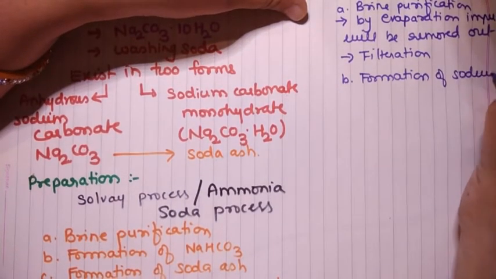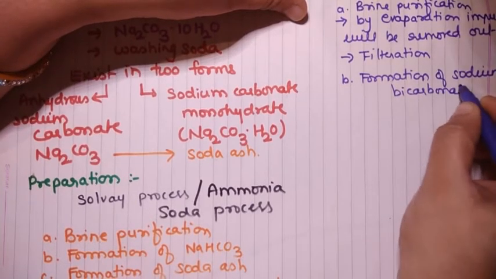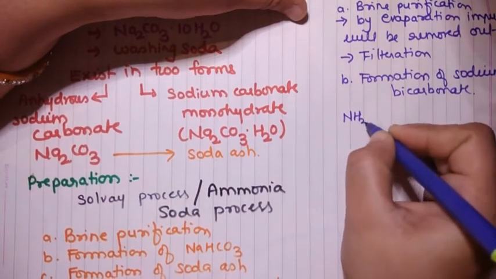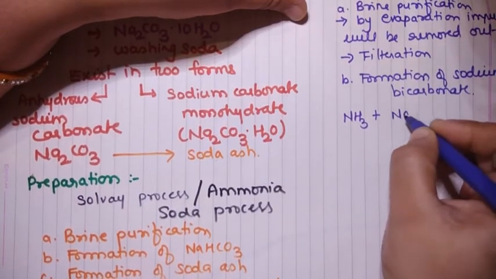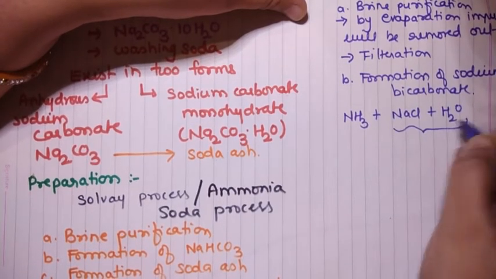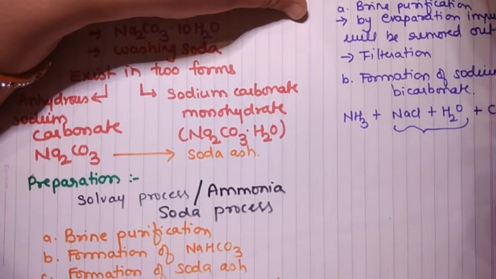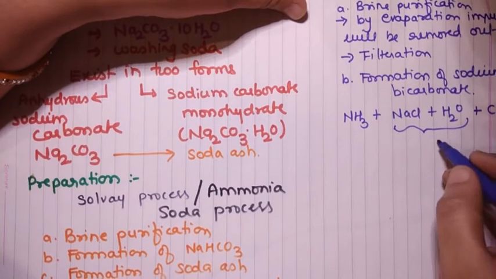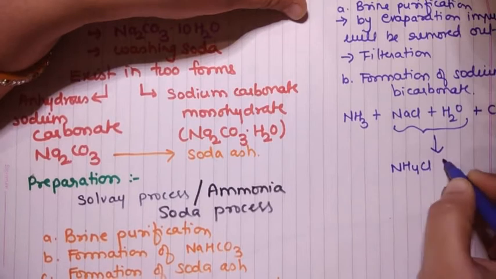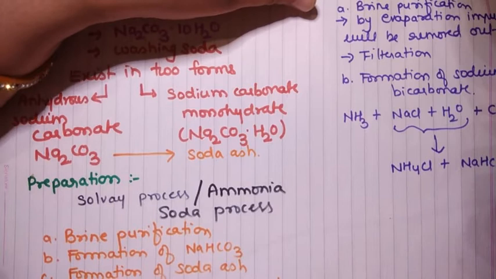How will it be formed? For that, again you will take ammonia plus your brine solution, that is NaCl plus water. This is your brine solution. And you will add CO2, this carbon dioxide, and you will get ammonium chloride and your baking soda, that is sodium bicarbonate.